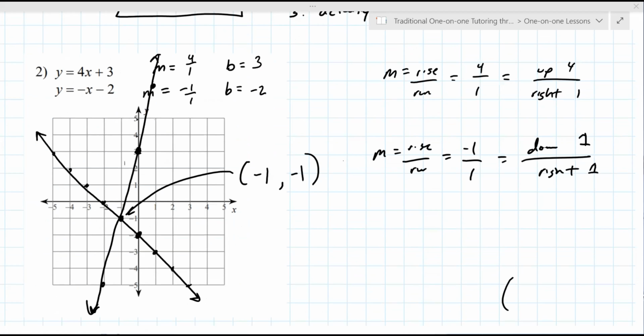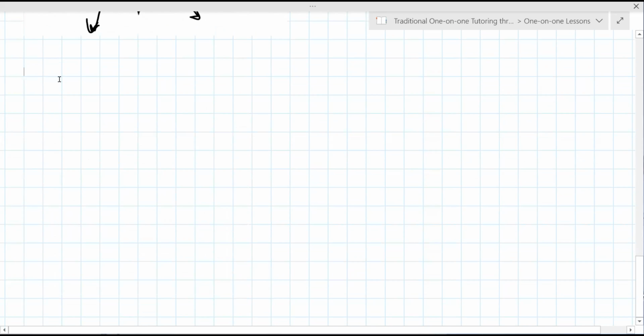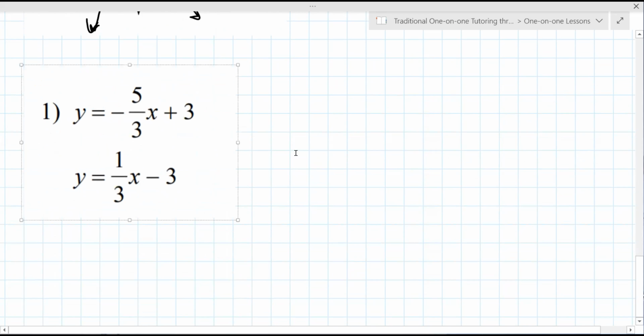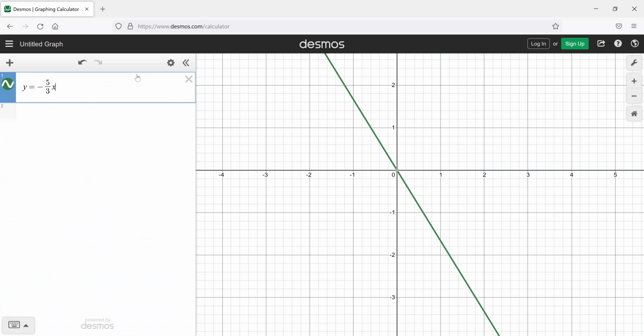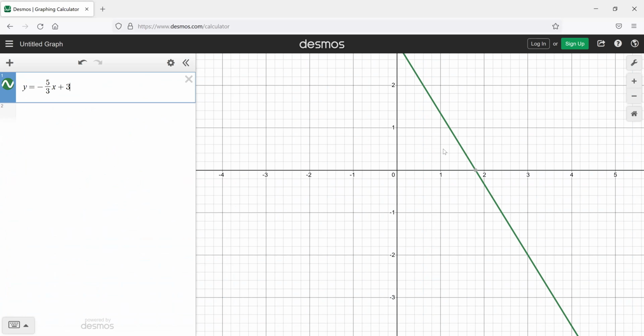Okay, so we're going to graph these two equations. All right, so I'm going to go over to my Desmos. You don't have to copy these down. If you want to, you can follow along, or you can open up Desmos yourself, the graphing calculator here.